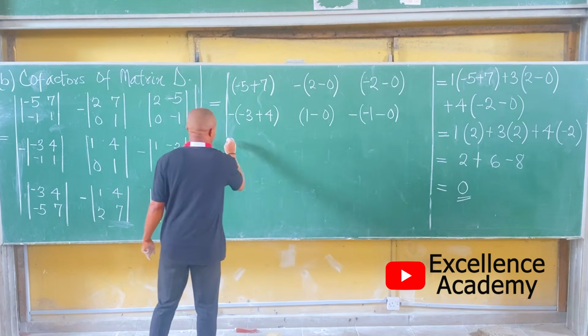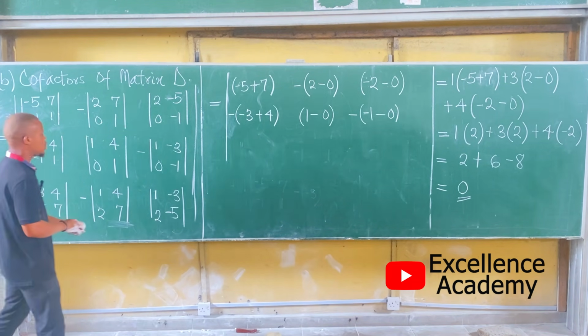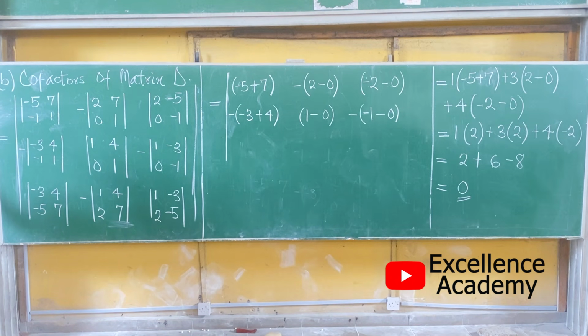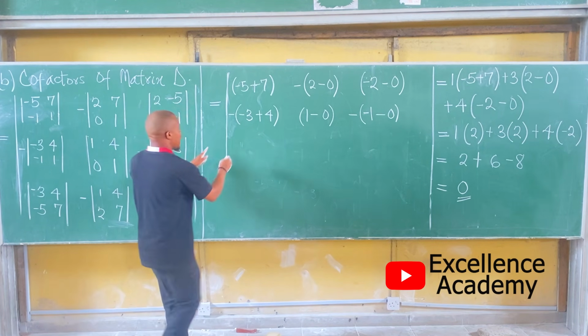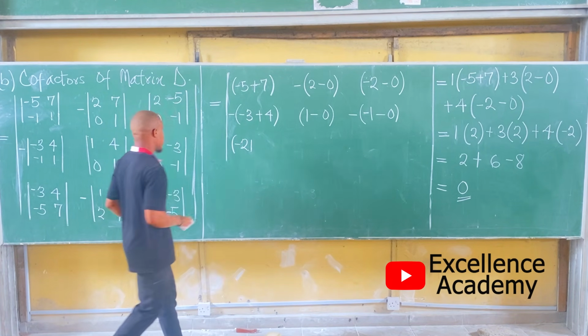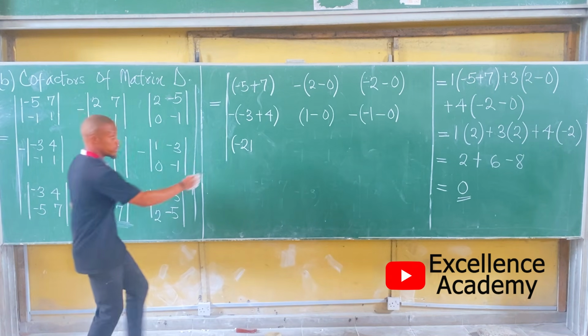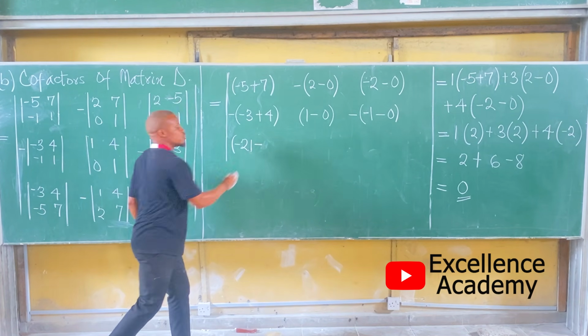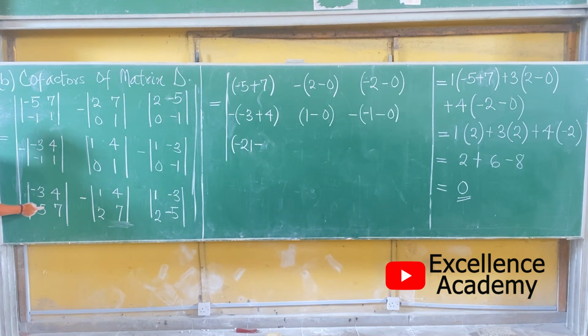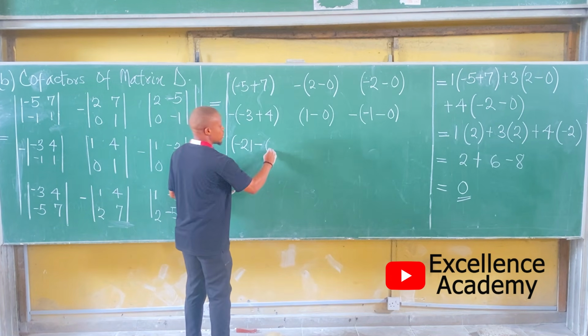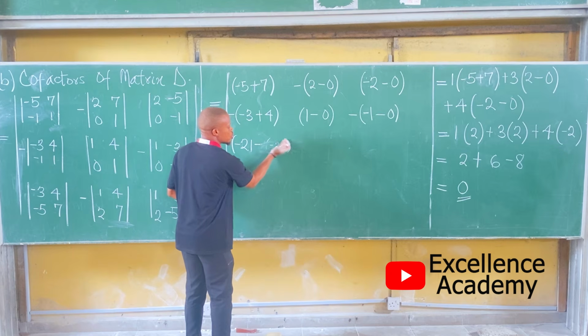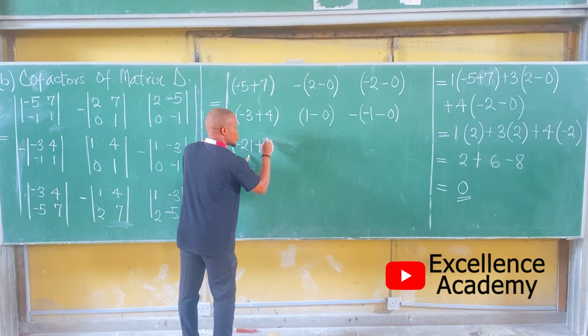And finally, the last row. For the last row, I'm having what? This. Alright, we do the same thing, the determinants. Minus 3 times 7 gives me what? A minus 21. Minus, mind you, determinant, you're subtracting. Minus 5 times 4 gives you what? A minus 20. I'm supposed to write a minus 20 here. So minus times minus gives us what? A plus. Plus 20.